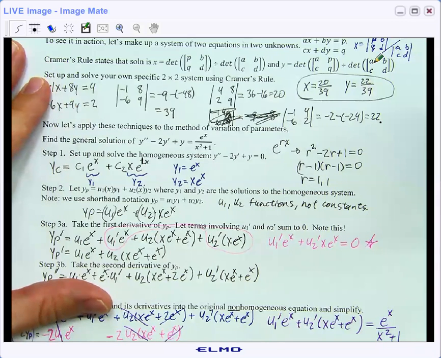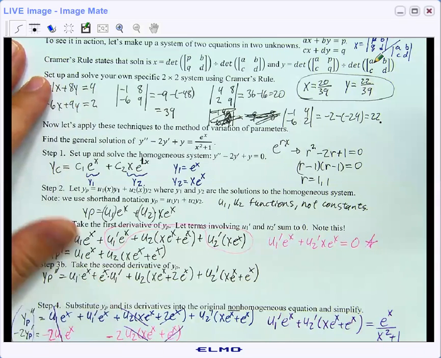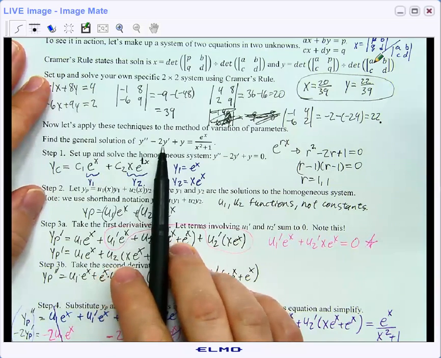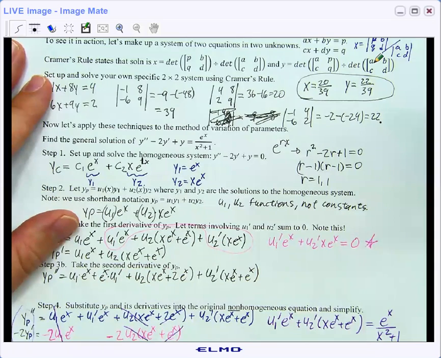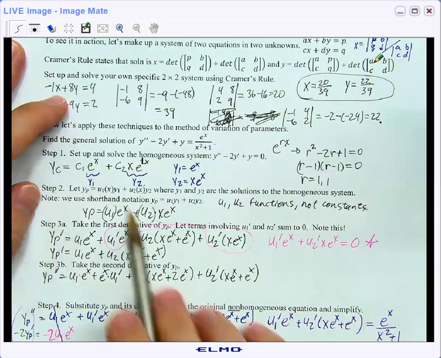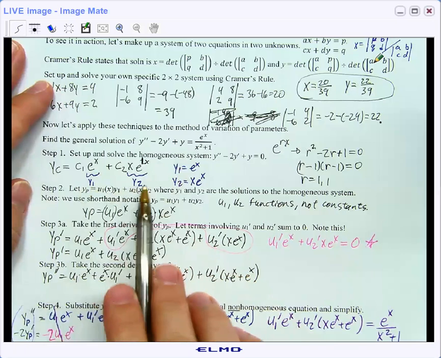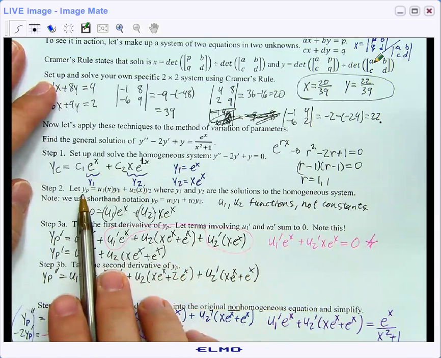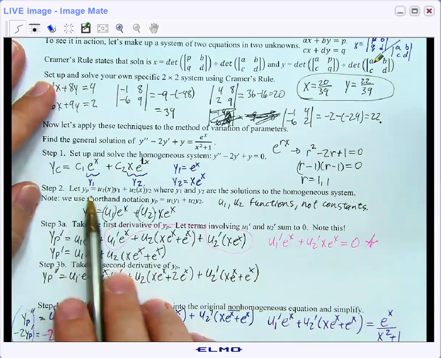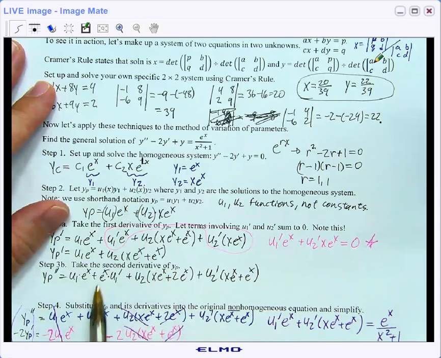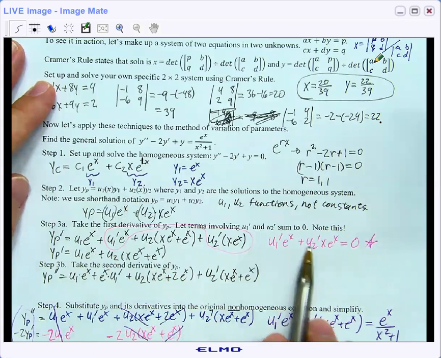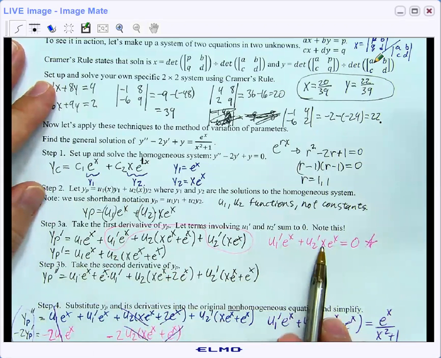Welcome back as we continue our example of y double prime minus 2y prime plus y equals e to the x over x squared plus 1. Remember that we solved the homogeneous case and found our y1, y2, and then created our y sub p for our particular solution by multiplying by functions of x, u1 and u2, and then solving those. And I said we were going to make this condition here, u1 prime e to the x plus u2 prime x e to the x equals 0.